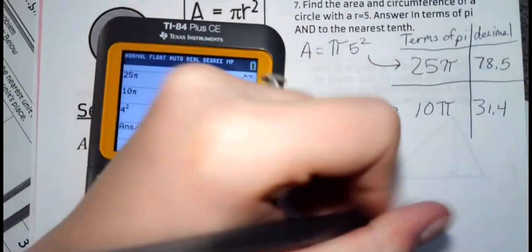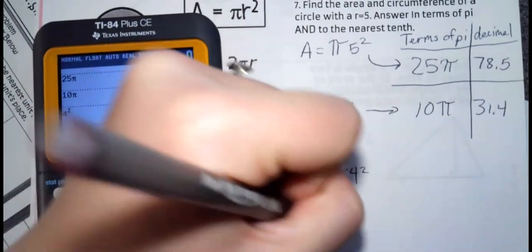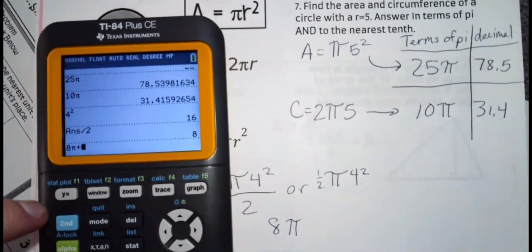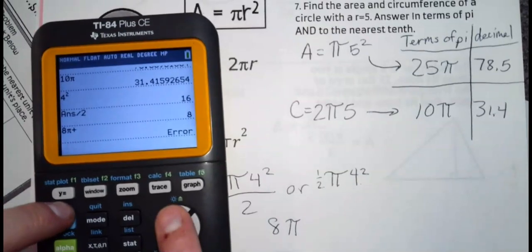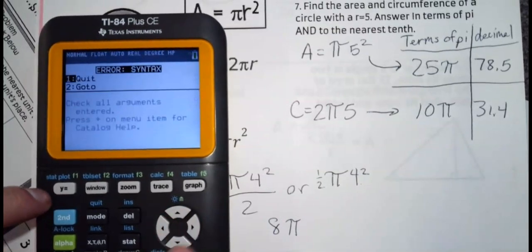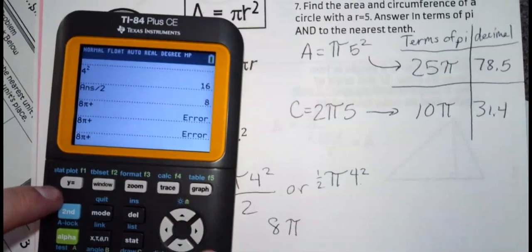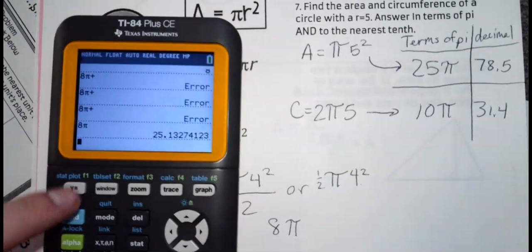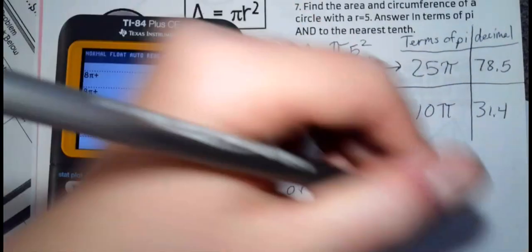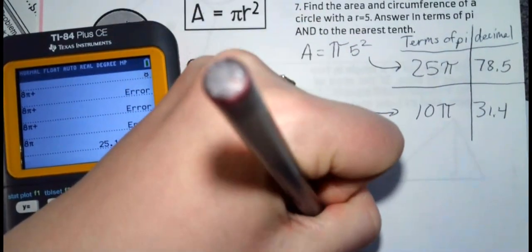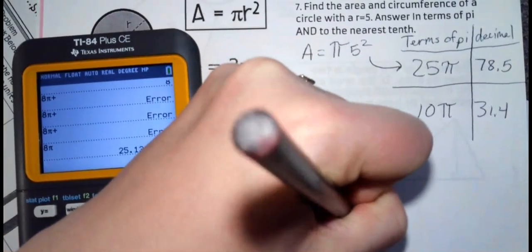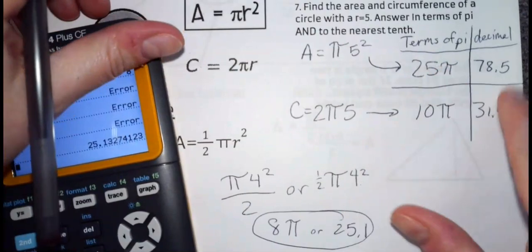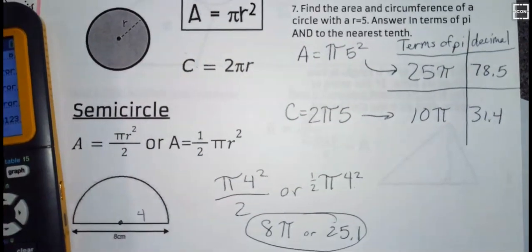So it'd be 8 pi, or in decimal, it would be 8 times pi. Whoop. It doesn't like that, putting a plus on the end, does it? Oh my goodness, this is a struggle. Let's just retype it. 25.1, there we go. 8 pi, or 25.1. So same idea, terms of pi versus decimal.